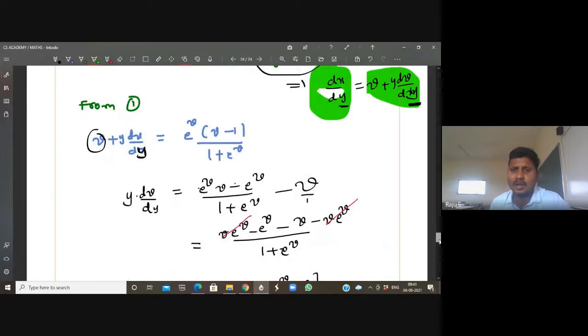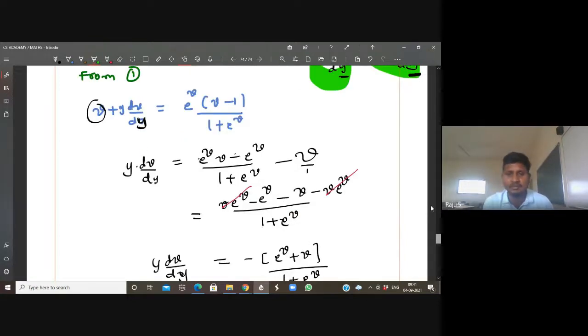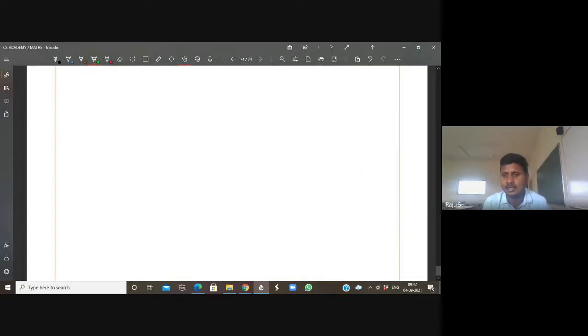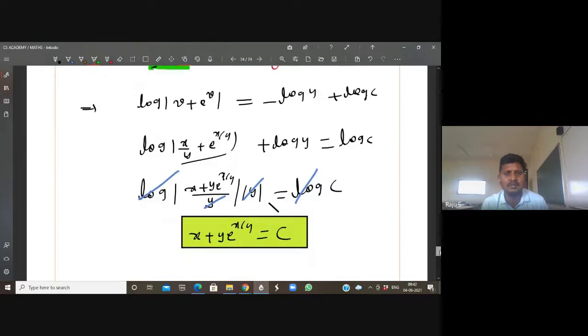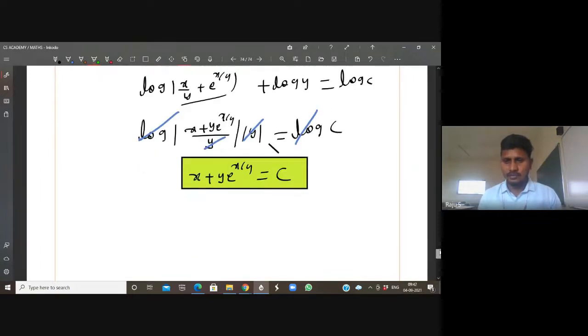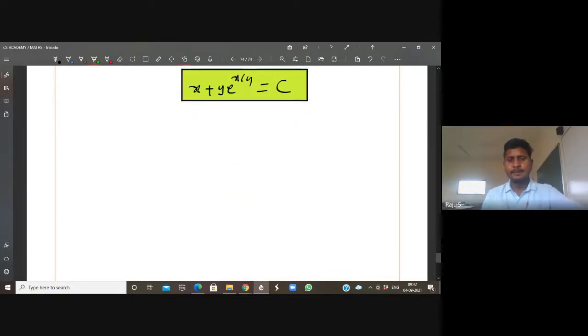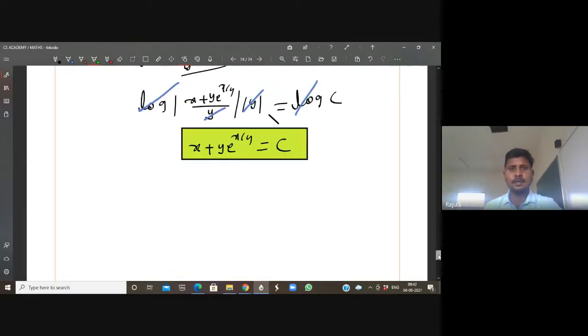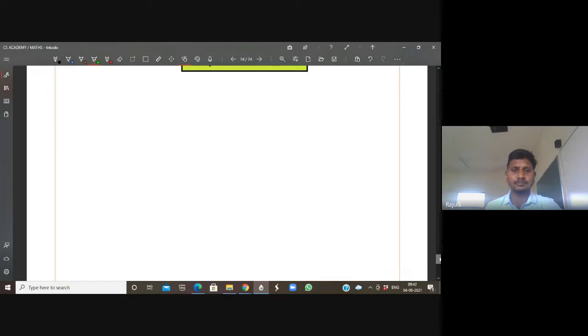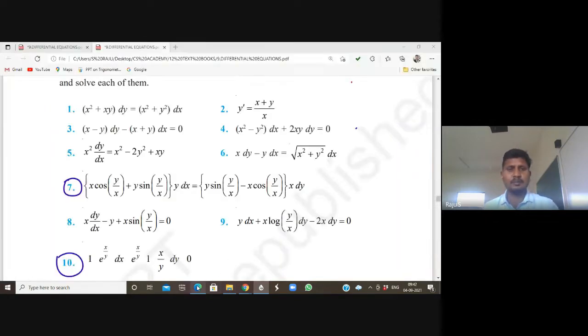After that, the same common procedure: take v to the right side, take LCM, simplify, v variable on one side and y variable on another side. Then with the help of the variable separable method, integrating on both sides, we'll get the answer. At last, don't forget to replace the v value. Don't forget to write the v value. Any doubts here? Yes, we have 8 more minutes.